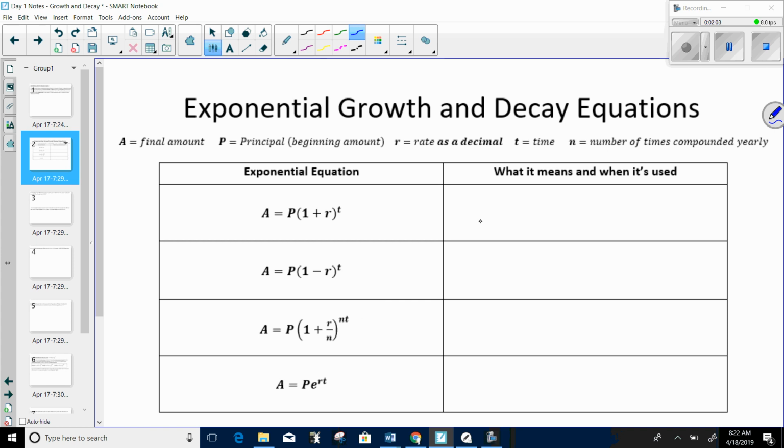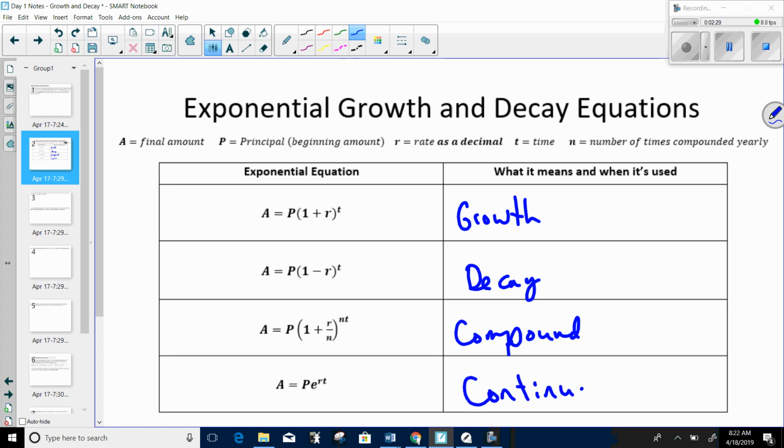So this is a growth model. Anytime you're going to be growing, you'll have a plus sign right here. The next one is a decay model, and that's when it's going to be a minus. You're losing value. This one is compound interest, meaning you're going to be compounding interest more than one time per year. And then this one is continuous. And we'll talk about what E is here in a little bit.